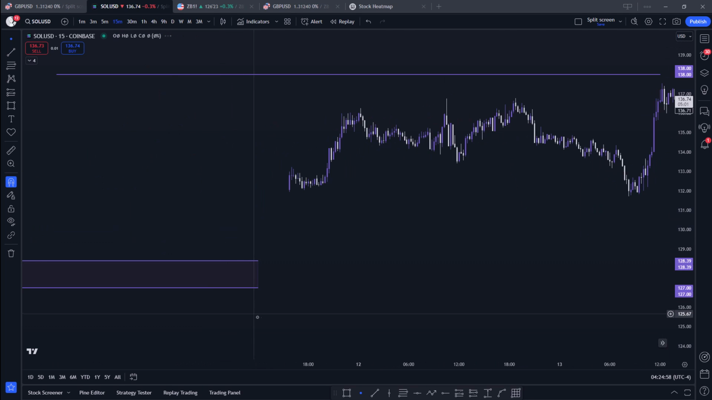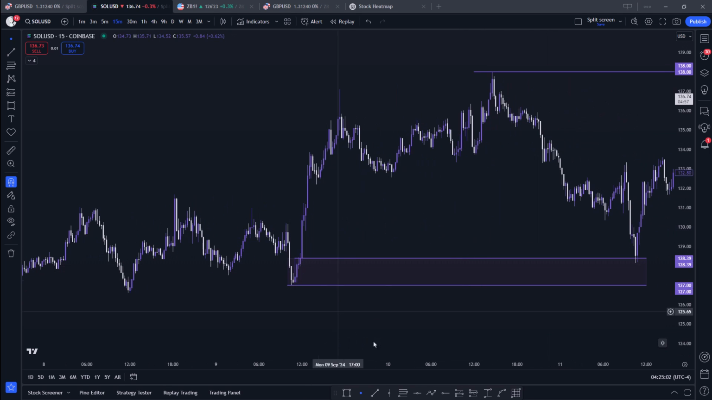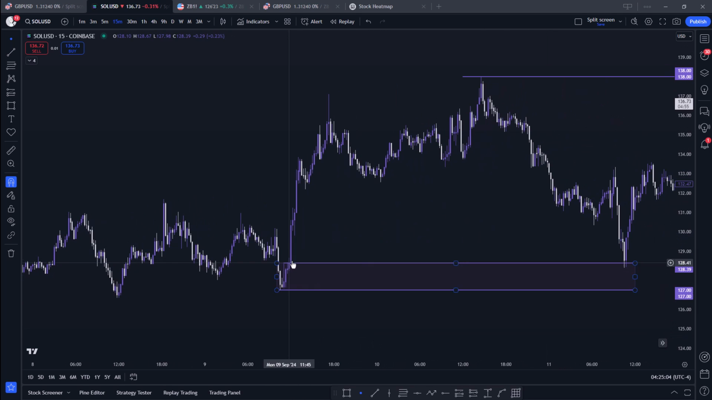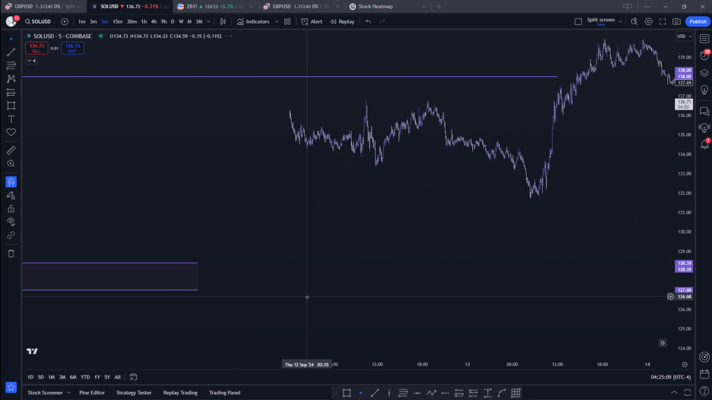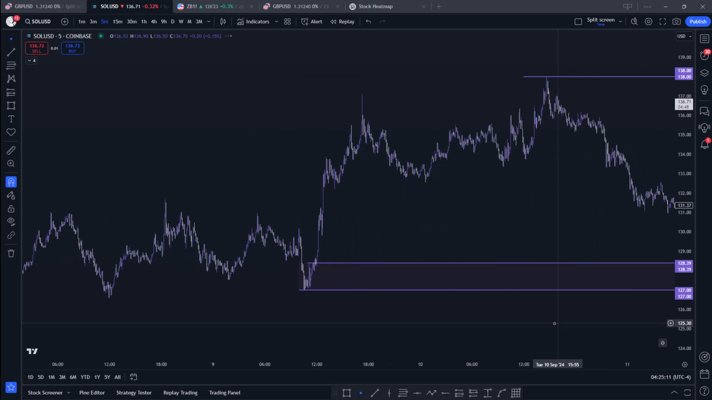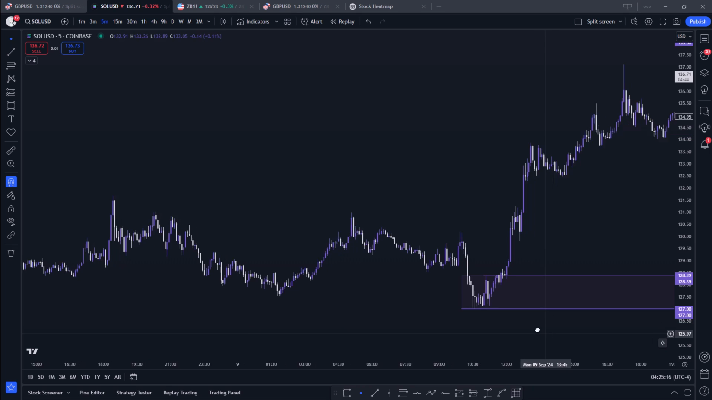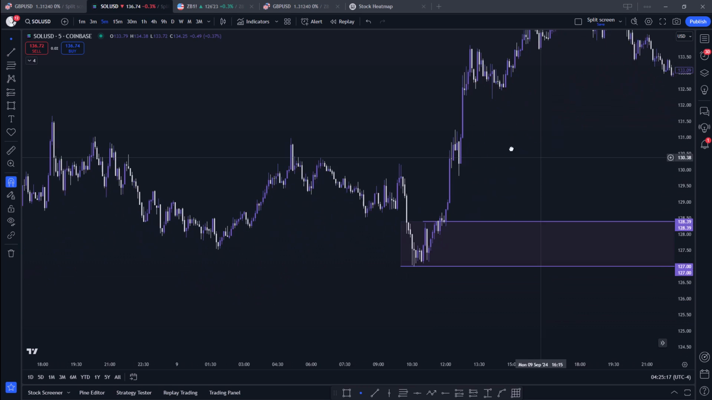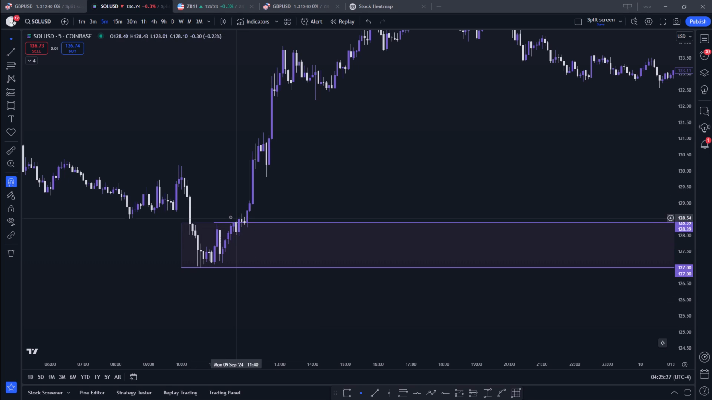15 minutes. On the 15 minutes, I don't see much that's actually clear there, so I'll skip that. And then finally the 5 minutes, we have also somewhat of a scuffed up mitigation block. A low, failure swing, and then expansion higher. But that's not one that I would take any day at all.